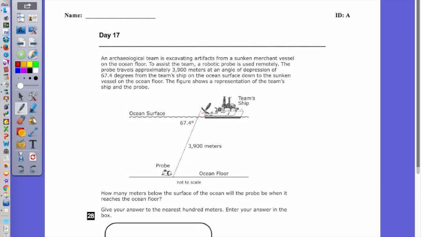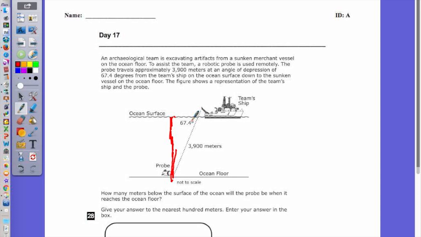So even though it's 3,900 meters from the boat, how far it is from the ocean floor is basically the straight up and down. Some people don't know what they're talking about, and that's what they're saying there.